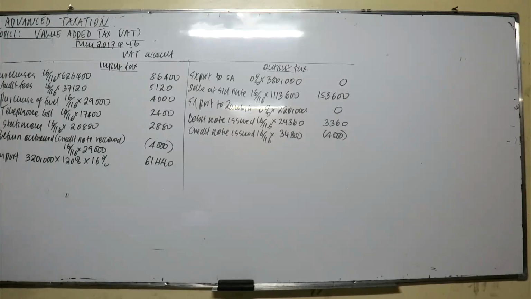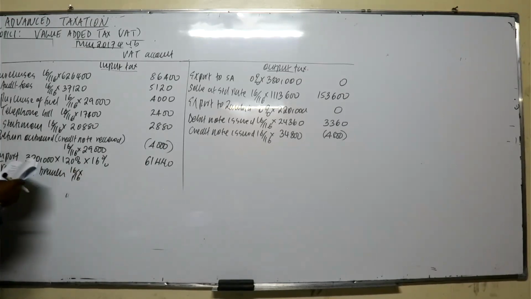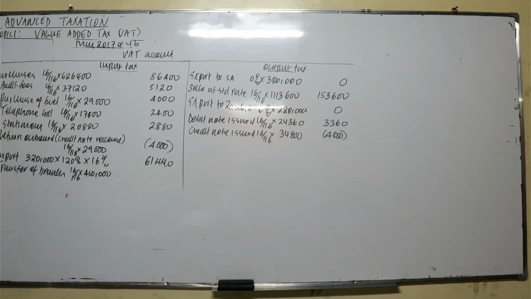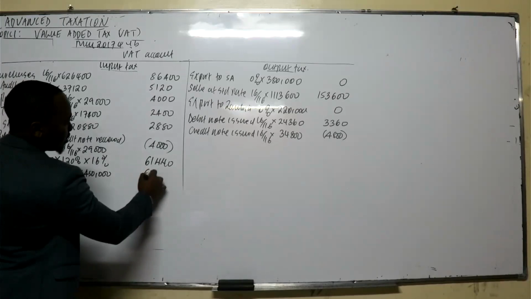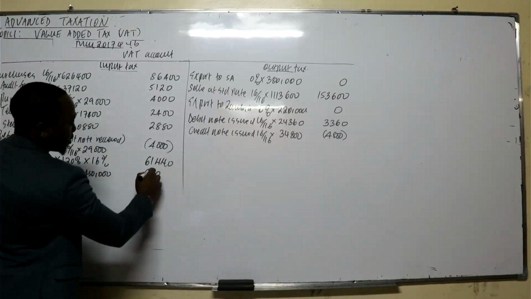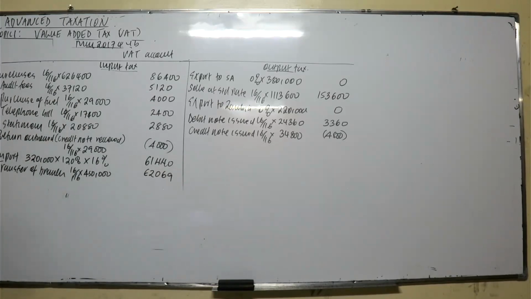Previously, even if you check on my notes, I not provided for it. But nowadays, it's vatable. So transfer of branch. We sold the branch. We made some money. So 16 over 116 of how much? 450. Get an amount of how much? This is 69,069. Good.